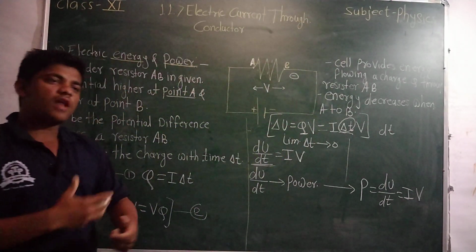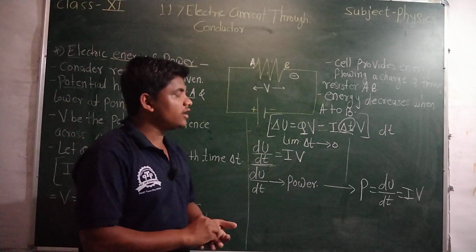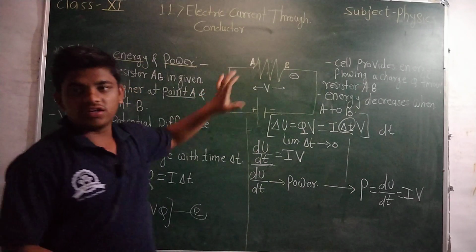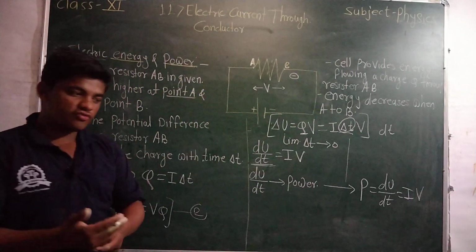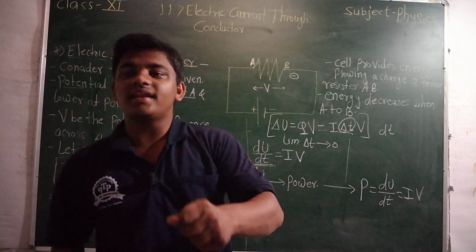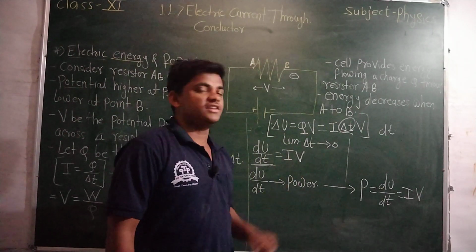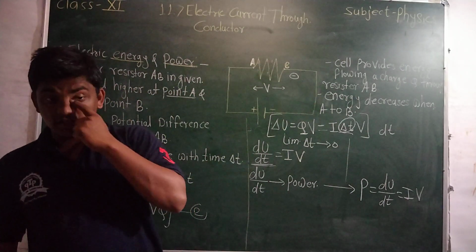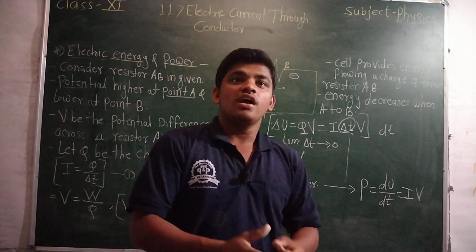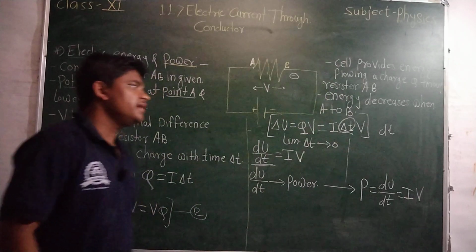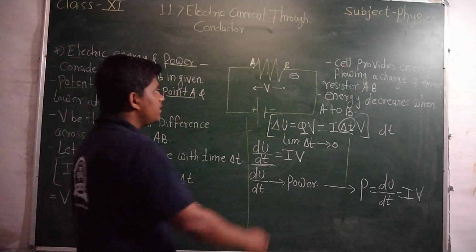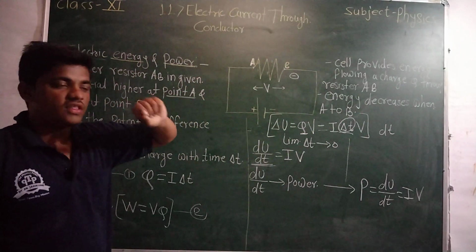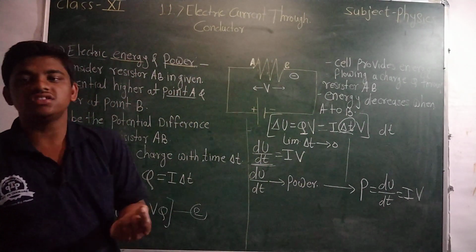Then during the random motion of the electrons, they collide with the ions at the surface of the conductors, and this increases the kinetic energy of the electrons. With this increasing kinetic energy, the heat will be increased in the given circuit or in the given conductor. Then the energy is dissipated.